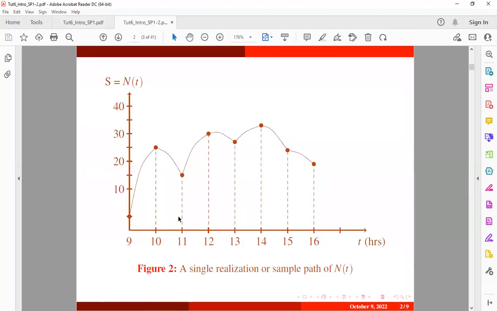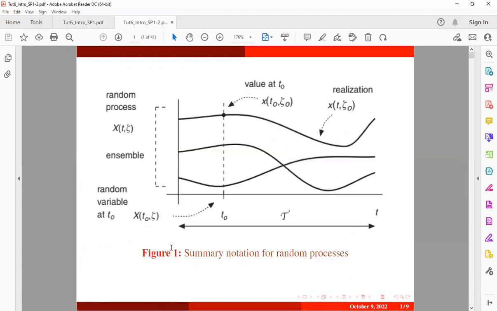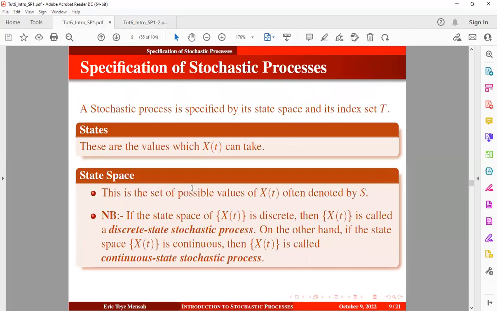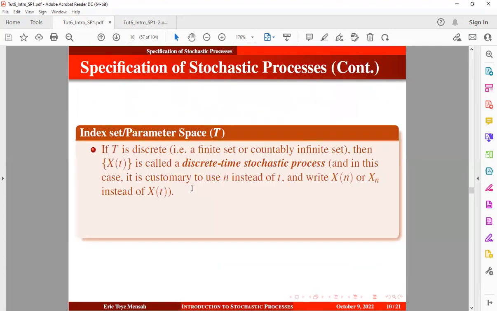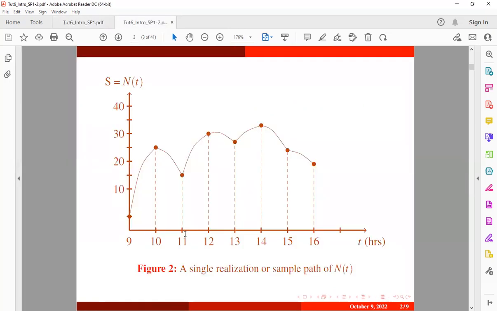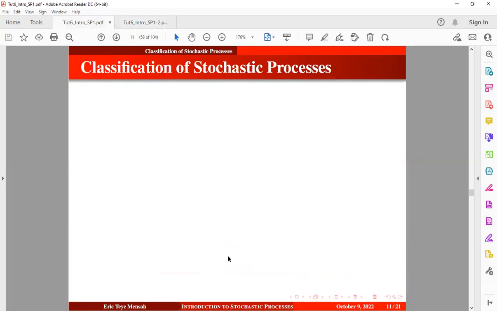So if I go back, in here we have a continuous time stochastic process. Now if I go back to this side, I was trying to show you the other one where the index set was discrete. So this is an example which is continuous. You can also have it to be discrete, like the previous example. All right, so let's continue to the next session on classification of stochastic processes.